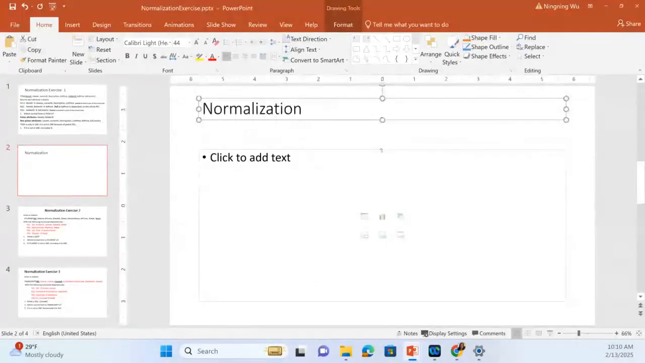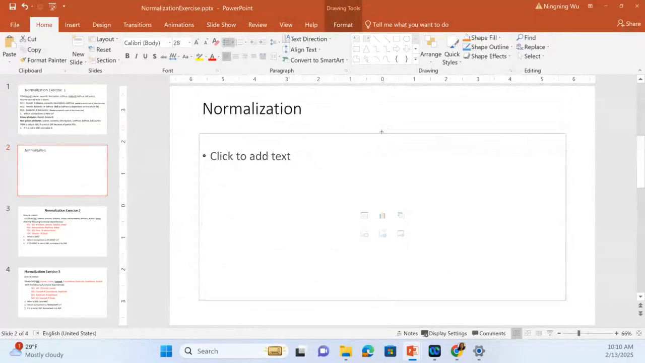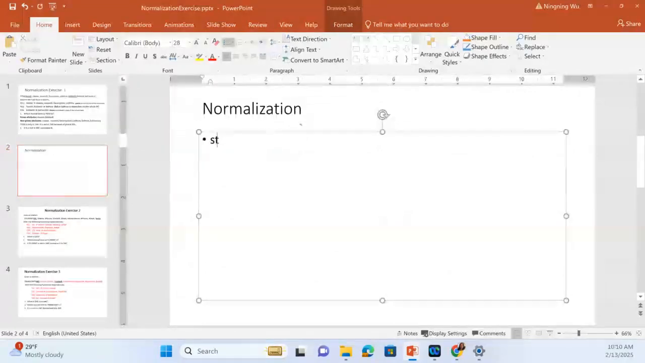So recall that the normalization algorithm always contains two steps. Step one, I think my display response is so slow. Okay, so basically, it always contains two steps.